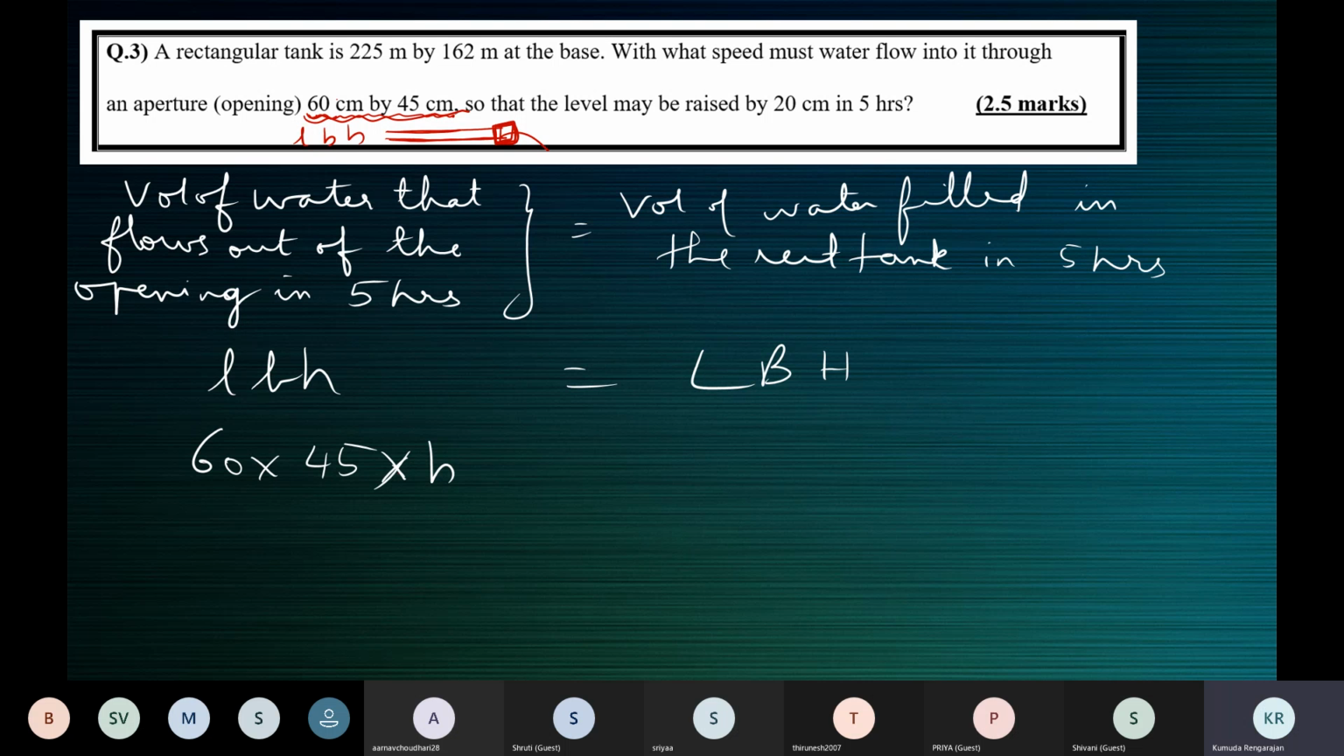It's not the height of the pipe. The cuboidal pipe might be a very small piece. We are trying to find the height of the water column that has been discharged in 5 hours. So that height H is equal to the length of the rectangular tank, 225 meters, so 20 centimeters, breadth 16200 centimeters, into height 20 centimeters.